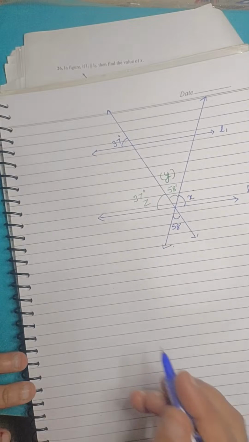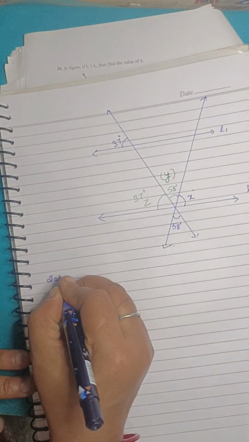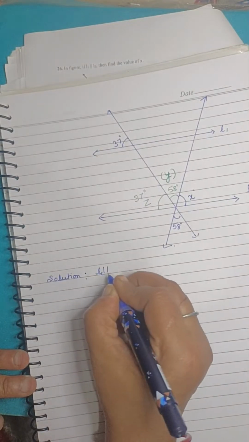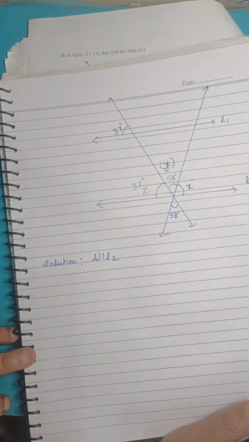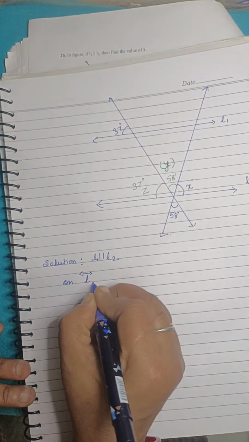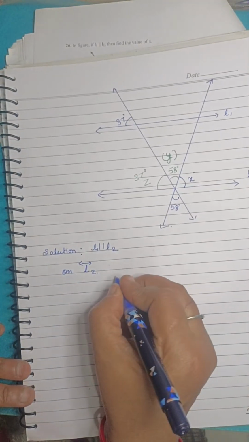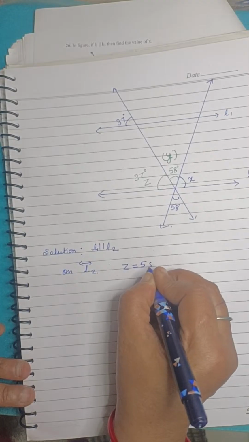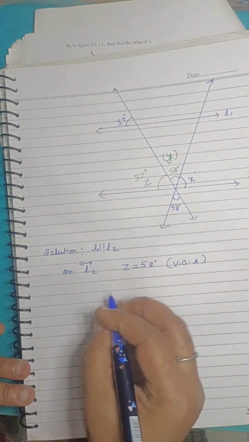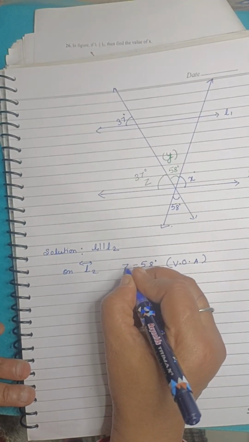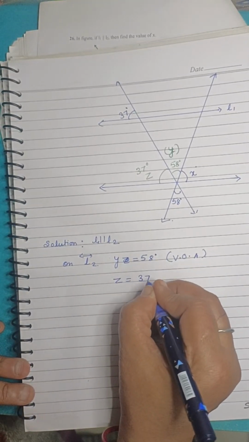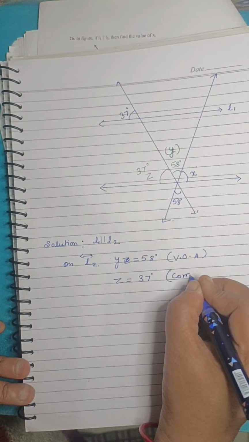Now how you are going to present the solution, it is also important. So solution: L1 parallel to L2. The very first thing you have to write. After that, y equals to 58 degree. रीजन क्या है इसका, वर्टिकल ऑपोजिट एंगल. Similarly, z equals to 37 degree. रीजन क्या है? कॉरेस्पॉन्डिंग एंगल.